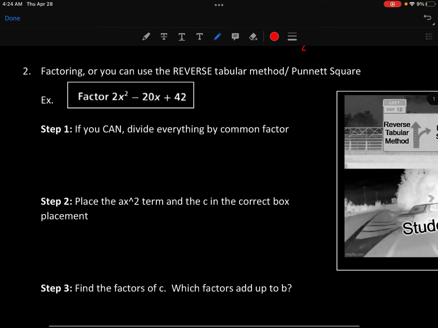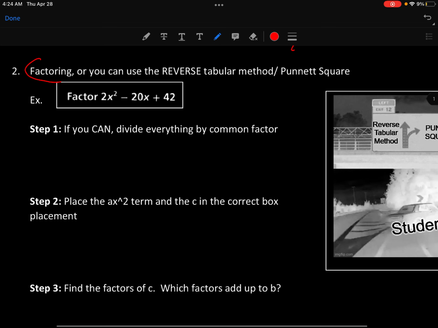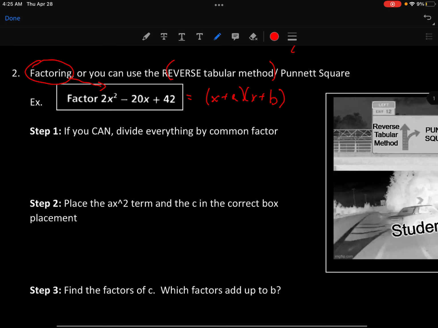Now the second skill you should know is called factoring. Factoring is when you have something in expanded form and you make it into something that looks like x plus a times x plus b. I suggest you use the reverse tabular method to keep factoring organized. Step number 1. This is how you use the reverse tabular method. If you can, divide everything by a common factor.